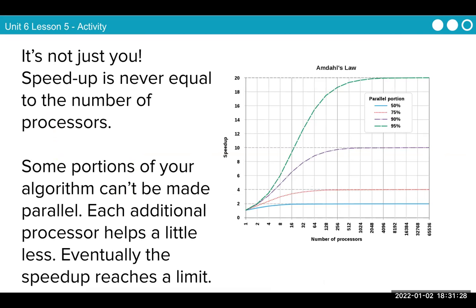Some portions of your algorithm can't be made parallel. Each additional processor helps a little less. Eventually, the speed up reaches a limit. It can only speed things up so far. Okay? See how they all even out around 256? Ooh, or 128. Interesting numbers.